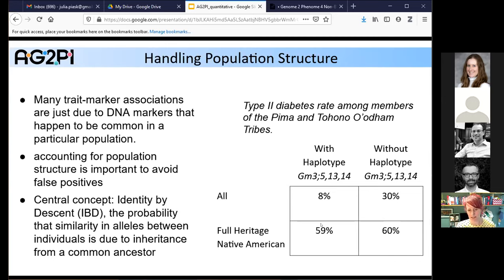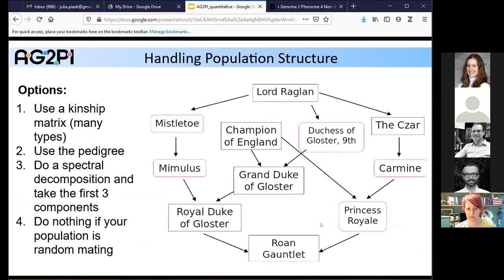And so central to understanding this is the concept of identity by descent, and that's just the probability that similarity of alleles between individuals is due to inheritance from a common ancestor. And so, ways to handle this. This is an example of some cattle breeds in Scotland, where Roan Gauntlet actually has parentage from Lord Raglan on both sides, I believe this is a steer of his family.